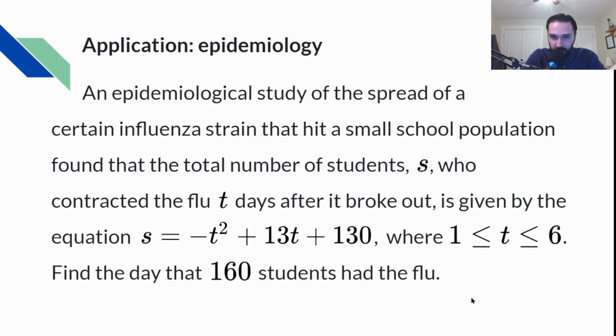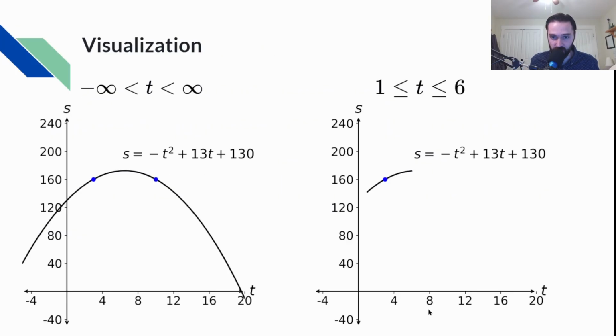So the first thing we want to do with a word problem like this is make a picture. We need to visualize what we're trying to do. This is the curve that they gave us in the problem. This is what the model looks like. We're modeling the spread of a disease, where S is sort of like Y and T is sort of like X. S is the number of people infected and T is the number of days after the breakout. So this is the whole curve when we consider any value for t. When t is between negative infinity and positive infinity, this is what the entire curve looks like.